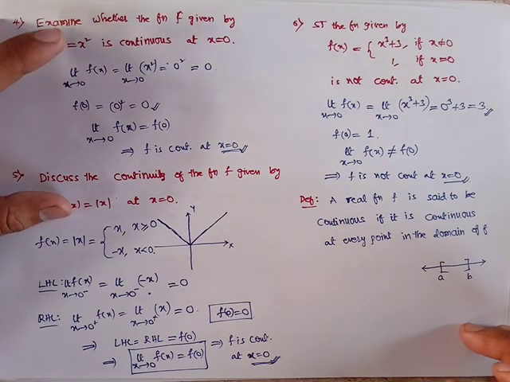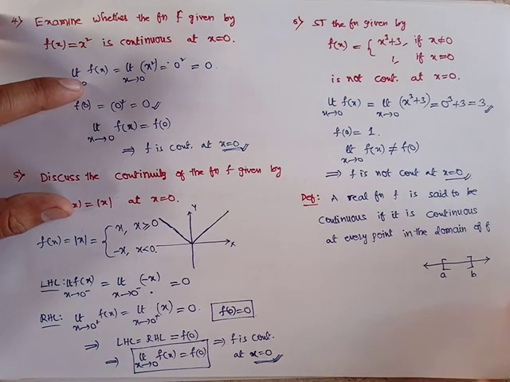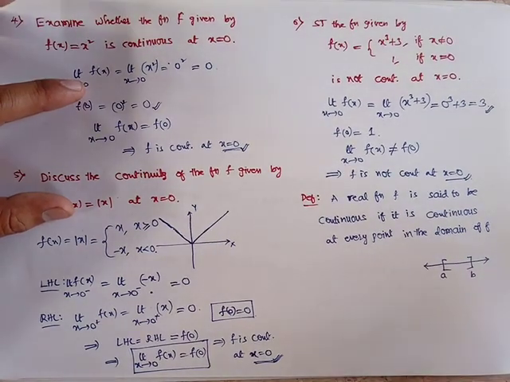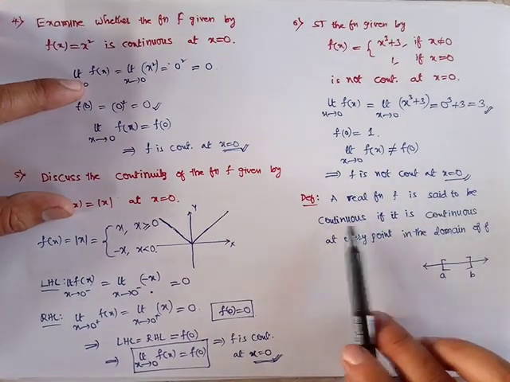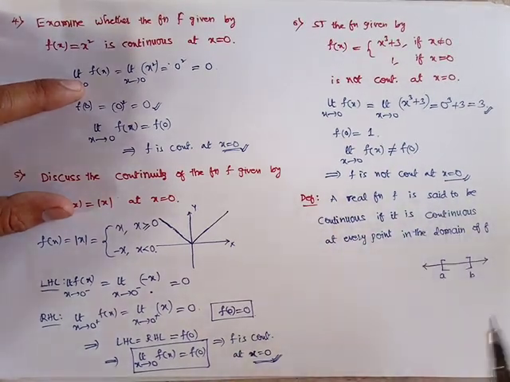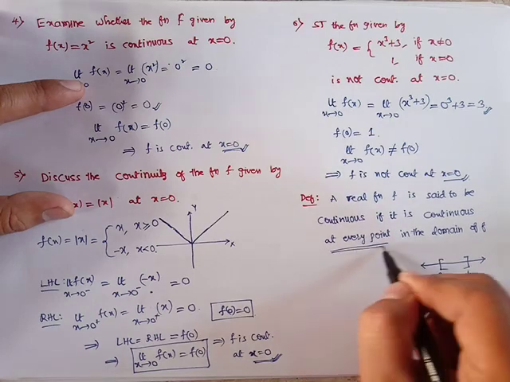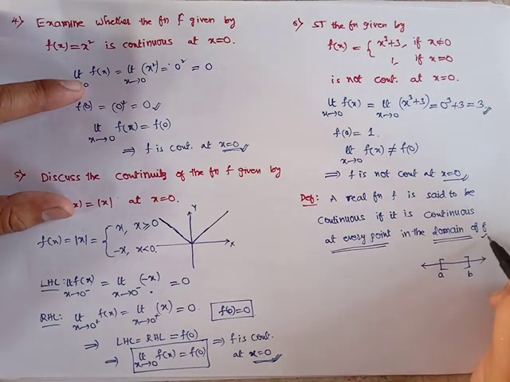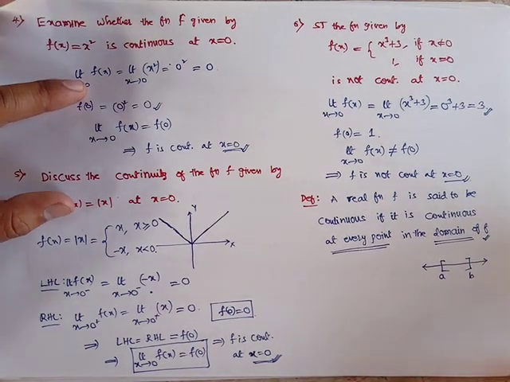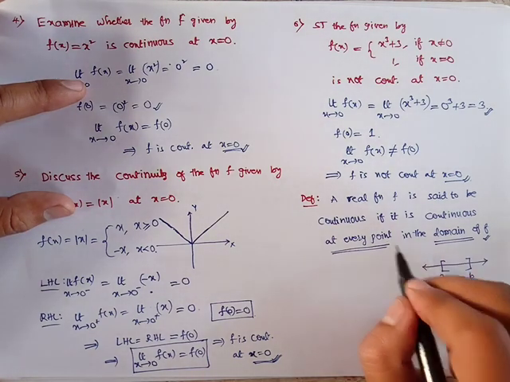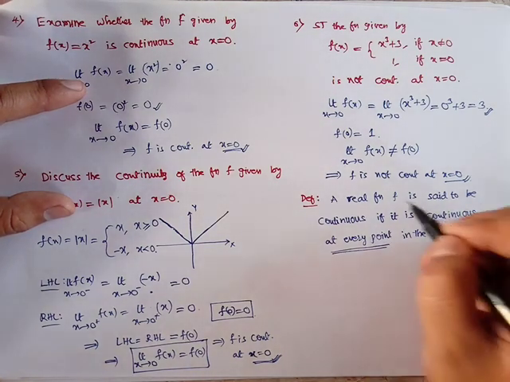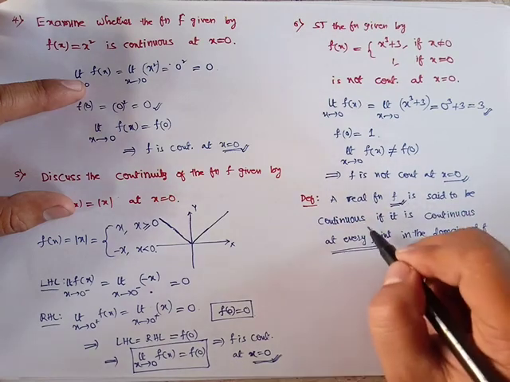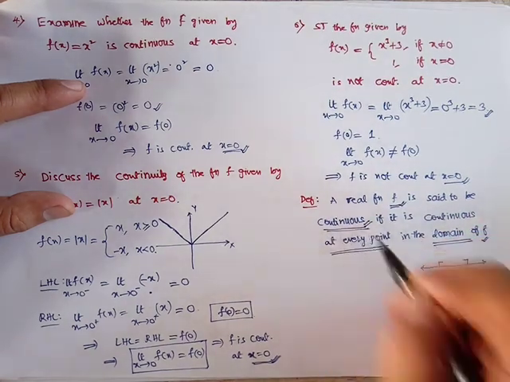Till this time we were talking about only one particular single point. Now if we want to say a function is continuous in a particular domain, then a real function f is said to be continuous if it is continuous at every point in the domain of the function. This is very, very important. In each and every place if it is continuous, then we can say the particular function is continuous. Just keep it aside.